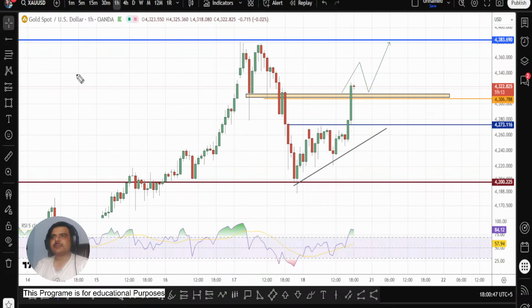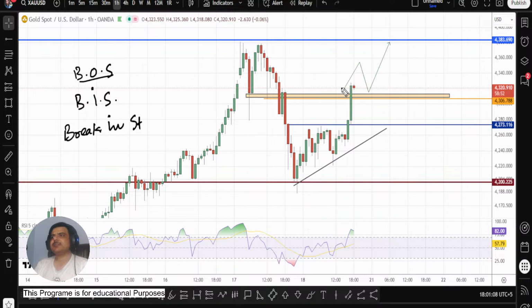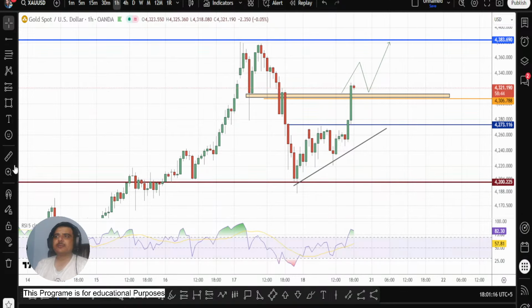In technical terms, one is break of structure, everyone knows about it. What is break inside structure? BOS, BIS, break in structure. See, this structure was supposed to be dropping from here, we don't see it. Now we have to validate it. How do we validate that? We validate it if price stays at least 1 or 2 more hours above this zone, then we say okay, this is now a validation zone.